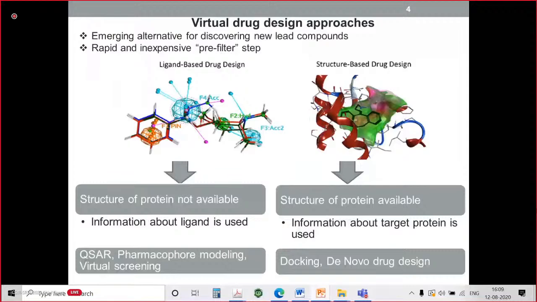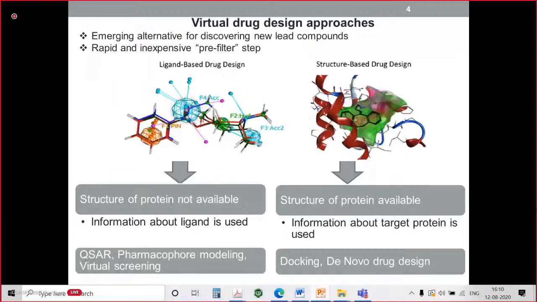Ligand-based drug design is commonly used when we don't have the information or structure of the protein, whereas structure-based drug design we use when we have the information or structure of the protein or target. In the case of ligand-based drug design, different software or programs are used: QSAR, pharmacophore modeling, and virtual screening. Whereas in structure-based drug design, we use docking and de novo drug design.